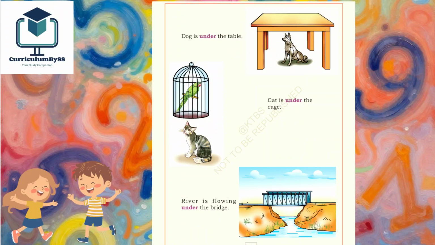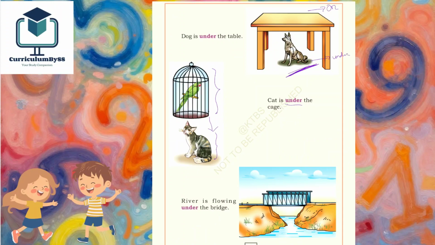Dog is under the table. So if this is on the table, then this is under the table. Where is dog now? Dog is under the table. Cat is under the cage. This is the cage and this is the cat. So now cat is under the cage.